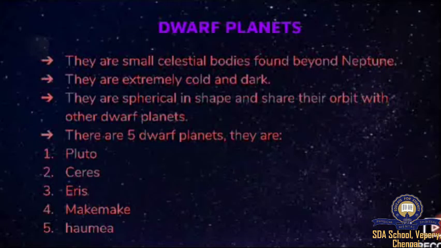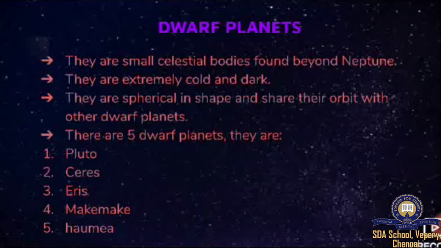Next come the dwarf planets. What are dwarf planets? They are small celestial bodies found beyond Neptune. They are extremely cold and dark. They are spherical in shape, that is, the shape of a ball, and they seem to share their orbit with other dwarf planets. They don't have separate orbits like the 8 planets, but they all share the same orbits.